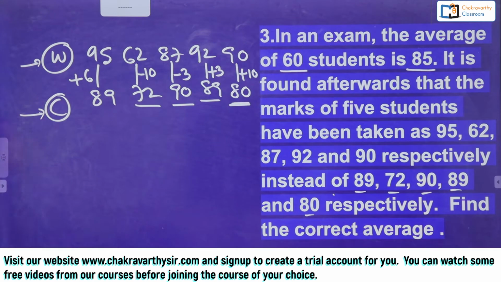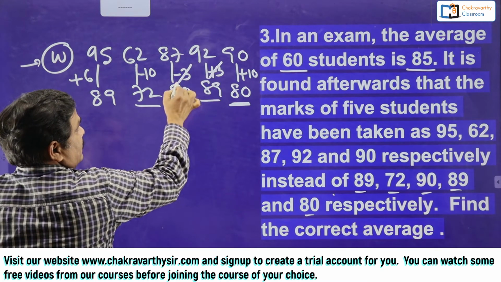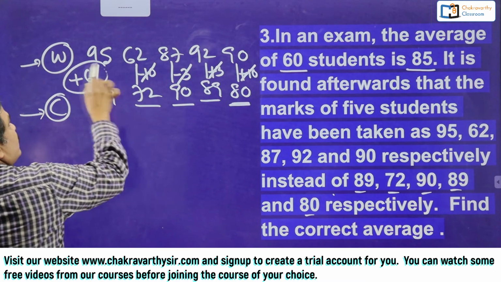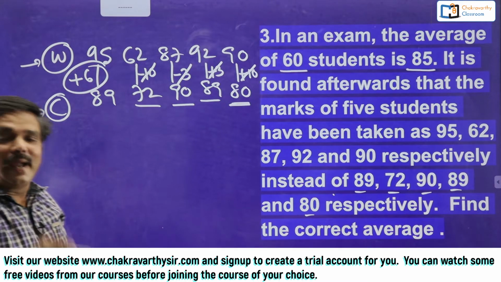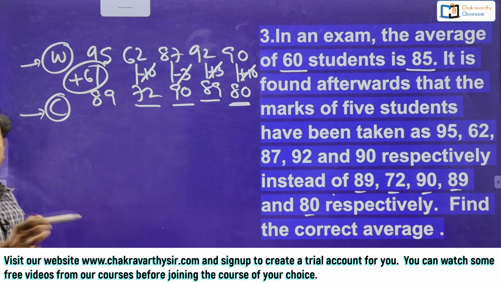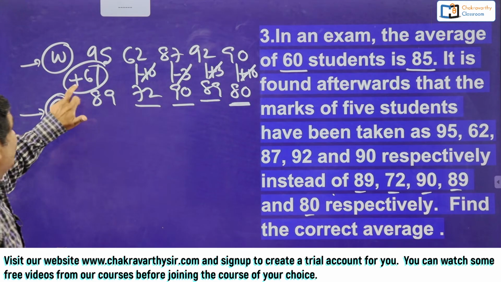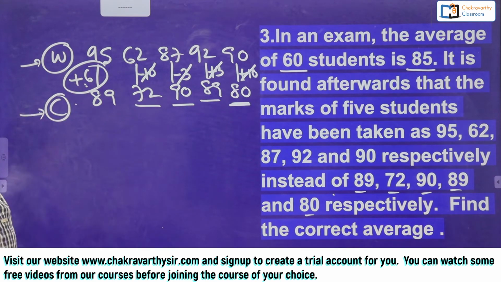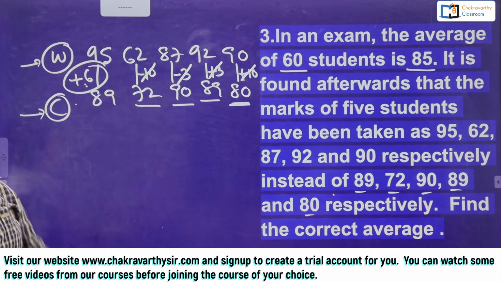That's it. Now instead of adding this up and again adding that up and making the difference, clearly we can go like this. Plus 3 and minus 3 cancel, plus 10 and minus 10 cancel, 6 is remaining. Plus 6. What do you mean by plus 6? Actually they have taken 6 marks more on the whole. As far as these 5 students' marks are concerned, they have taken 6 marks more than the actual figure.